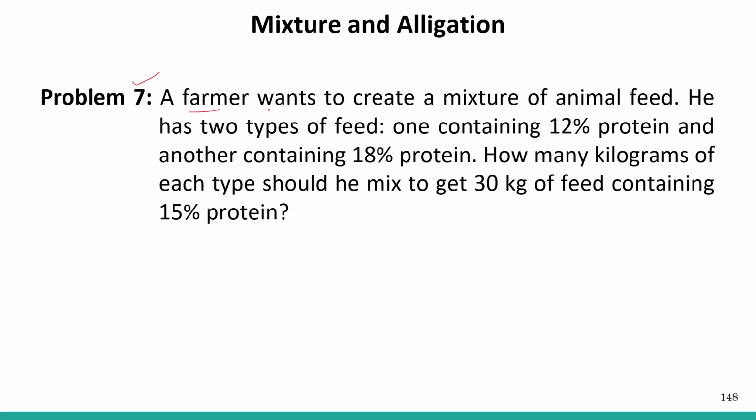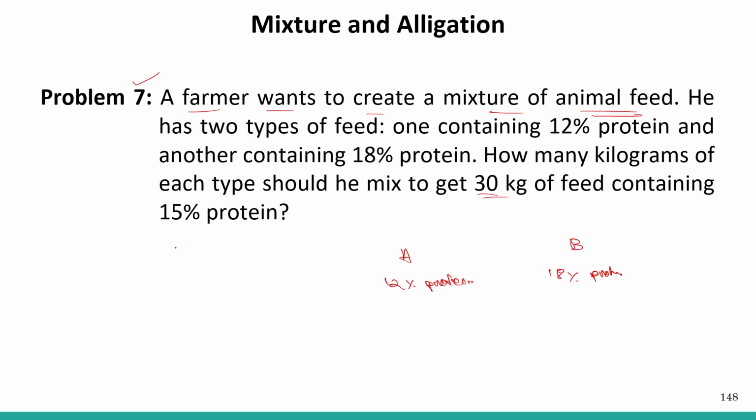So a farmer wants to create a mixture of animal feed. Okay, he wants to make an animal feed mixture. So let A and B be the two types of feed available. So he has two types of feed, one is type A and one is type B. Type A has 12% protein, and type B has 18% protein. So how many kilograms of each type should he mix to get a 30 kg feed containing 15% protein?